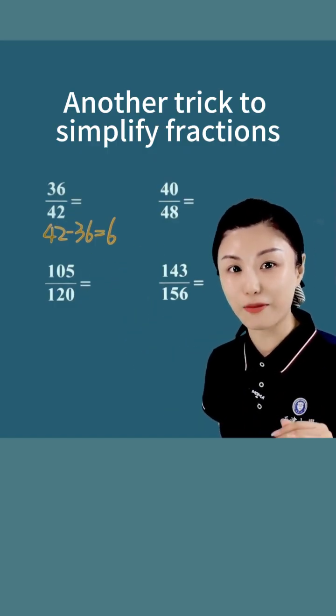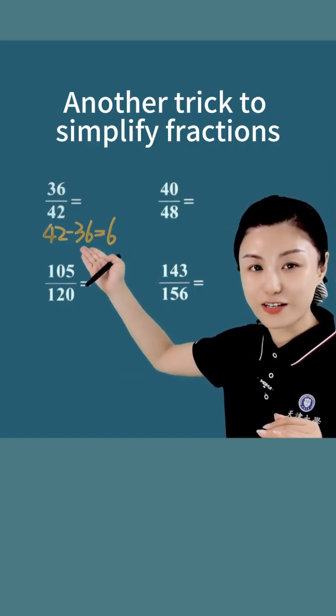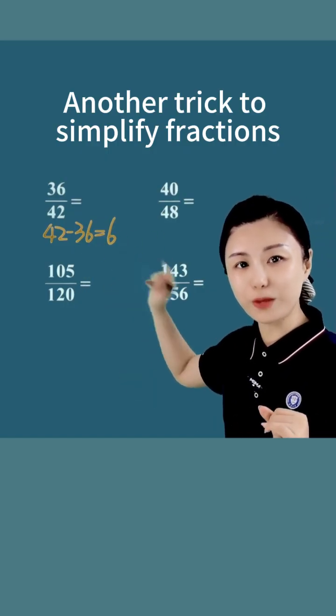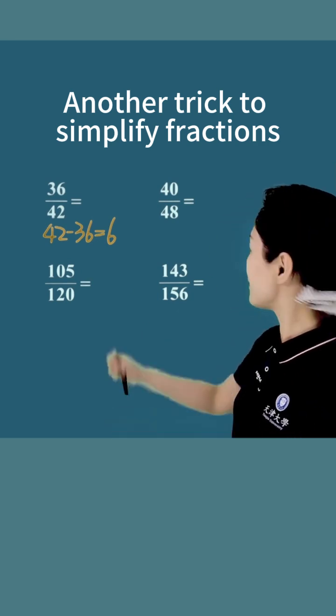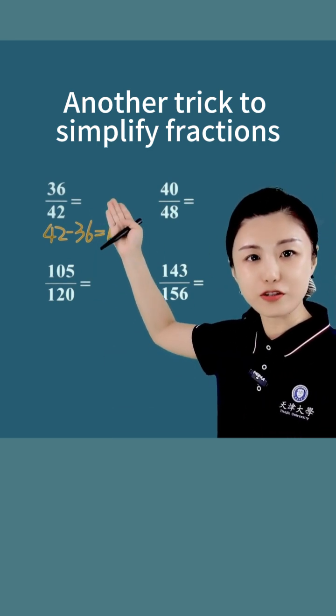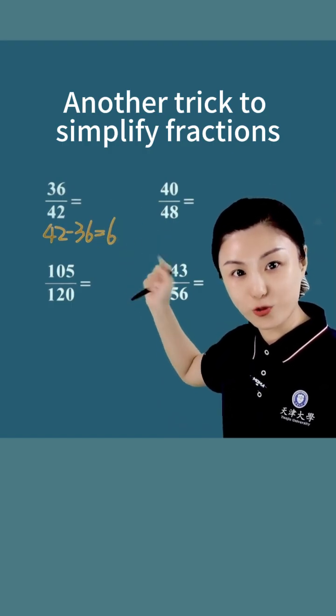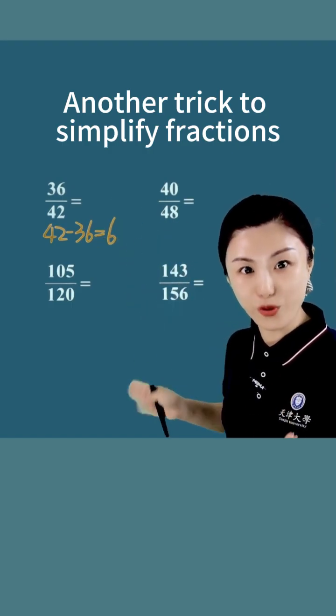Divisible. You see, it works, right? 6 times 6 is 36, correct? 36 can be divided evenly by 6, so there's no need to keep subtracting. This 6 is the greatest common divisor of the numerator and denominator, so we can simplify the fraction directly.